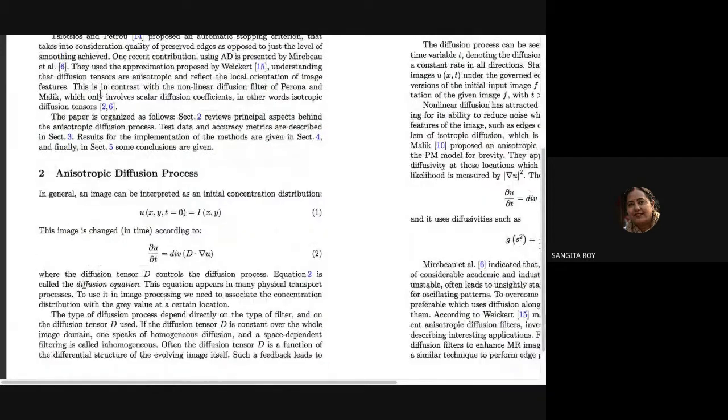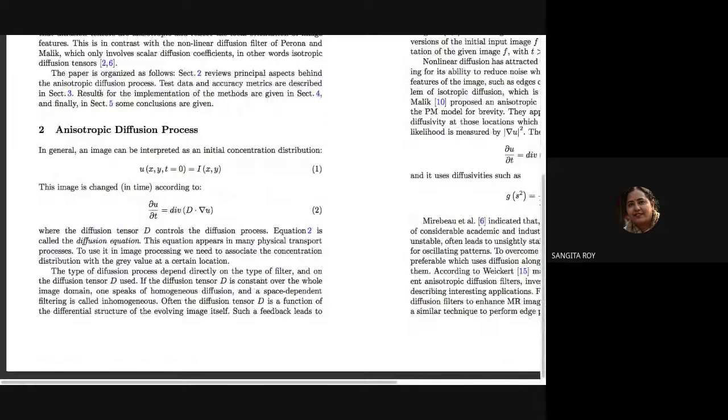Now, the anisotropic diffusion process. In general, an image can be interpreted as an initial concentration distribution given as U(x, y, t=0) equal to I(x, y). This image is changed with time according to ∂U/∂t equal to the divergence of D times the gradient of U, where the diffusion tensor D controls the diffusion process. Equation 2 is called the diffusion equation.